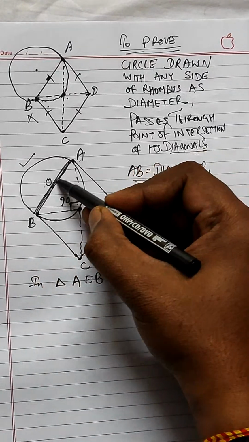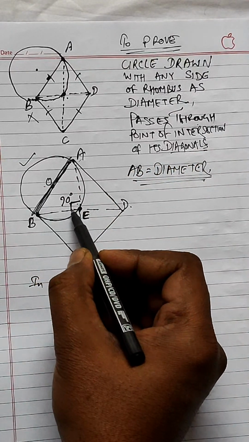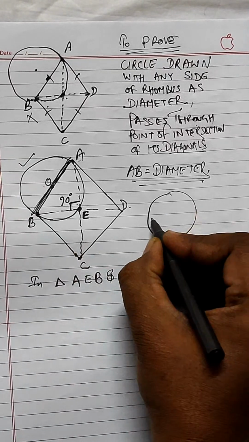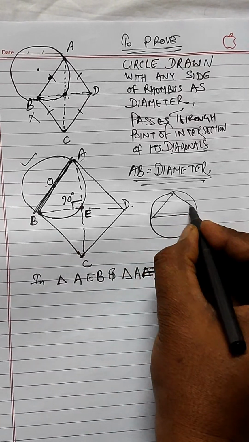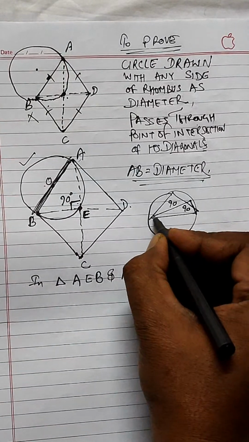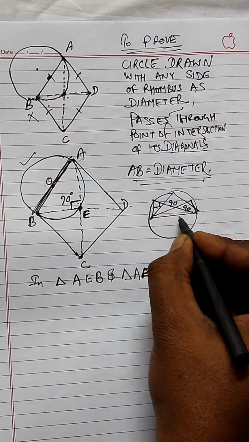If AB is the diameter, then any angle in the semicircle is 90 degrees. You know it, hope you remember. If this is the diameter, then this angle is 90 degrees. This angle is also 90 degrees. This angle is also 90 degrees. So all these angles are 90 degrees.